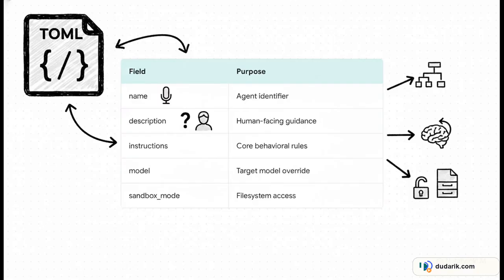Diving into the schema itself, these toml files basically act as direct configuration layers whenever you spawn a new session. Every file requires a name, a description to guide Codex on when to actually use it, and developer_instructions. Those instructions are the core behavioral rules that keep the agent strictly focused on its one specific job. Then, you've got optional but super powerful fields like model to override the target AI model and sandbox mode, which defines exactly what level of access the specific agent has to your file system.